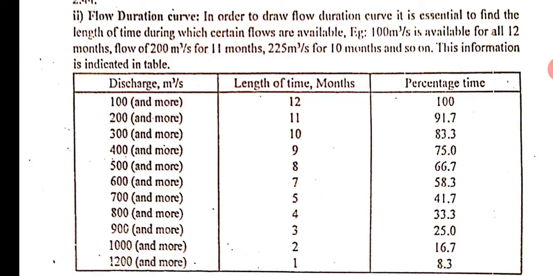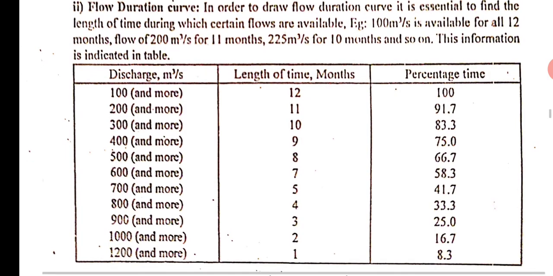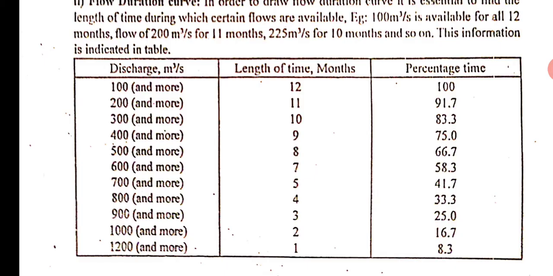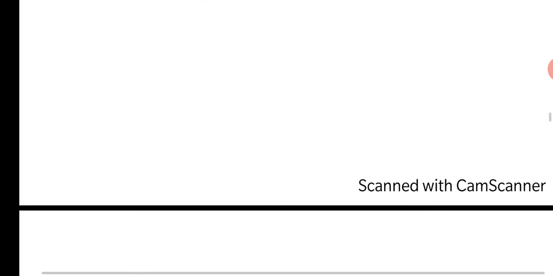Okay. So you understood now? Per month it is only 8.3, that is 100 divided by 12 months. So per month is 8.3. Accordingly, depending on the number of months, you multiply with that and put the percentage of time. So once you get these values, you now take only the first column and the last column. First is the discharge and second is the percentage of time. So taking these values, we will plot the graph, flow duration curve.